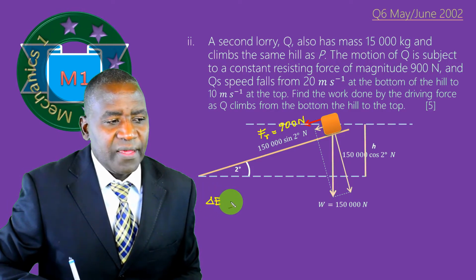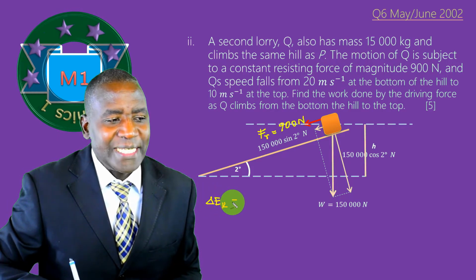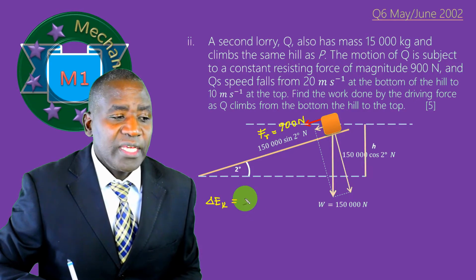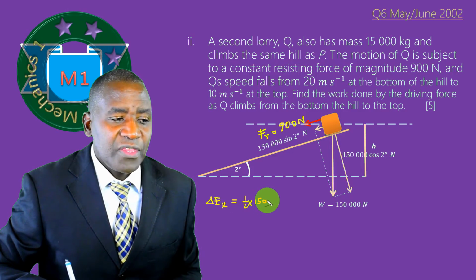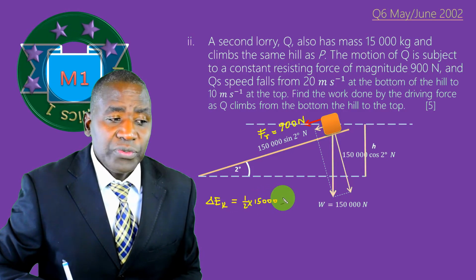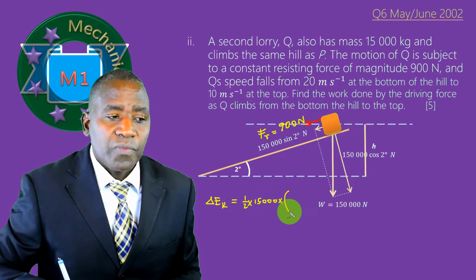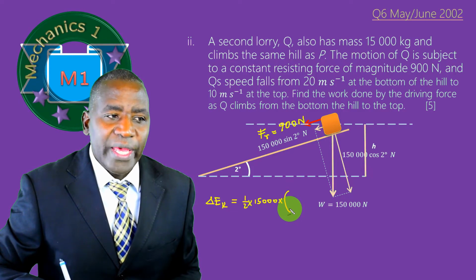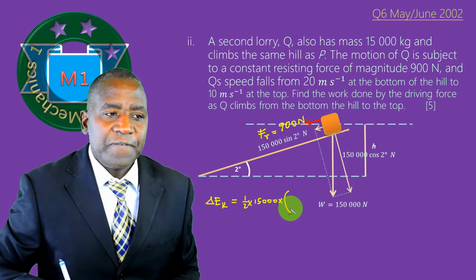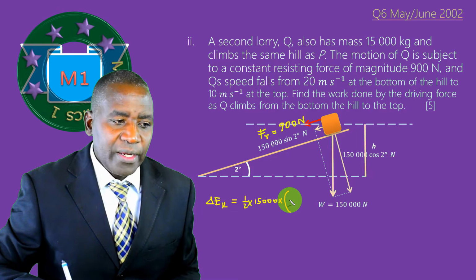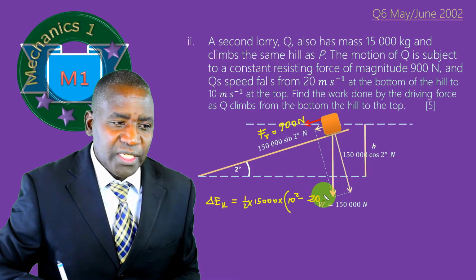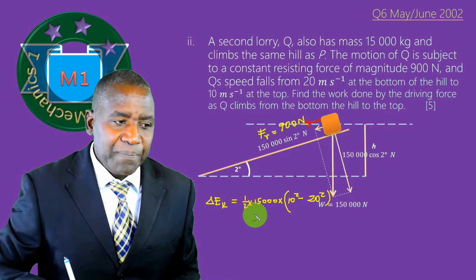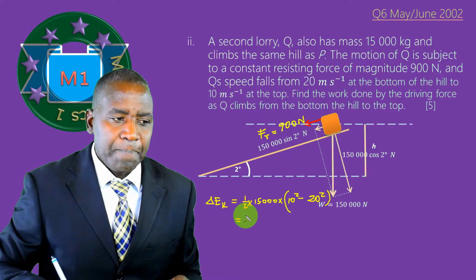Change in EK, in other words gain in kinetic energy, is a half times 15,000 into V squared, and V is 10 squared minus 20 squared. You can see the appearance of a negative sign over there.